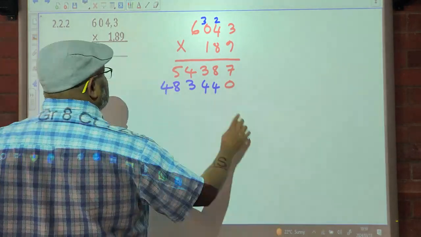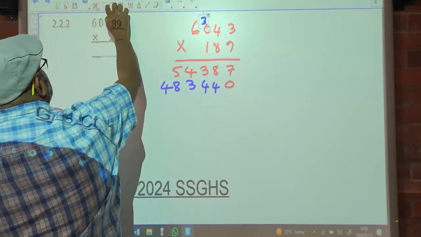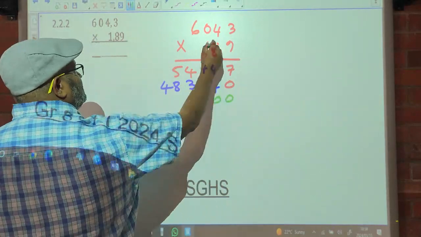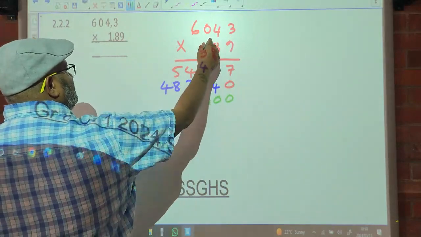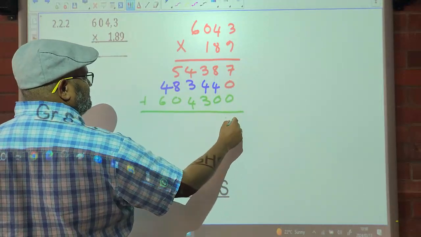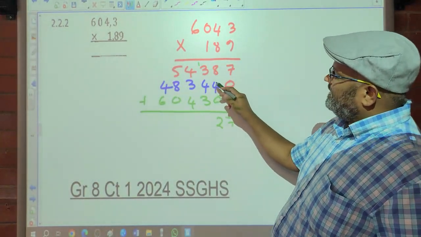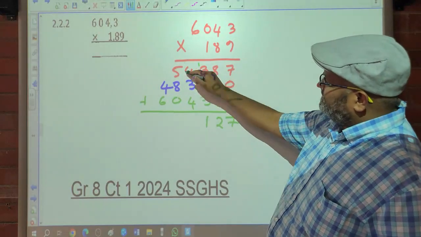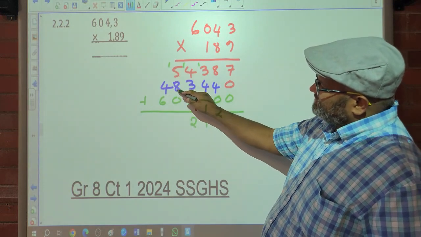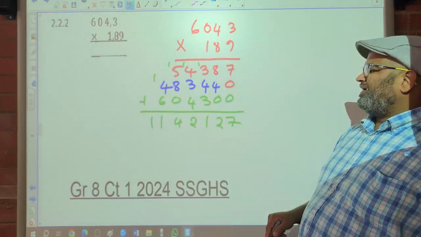Right. Now multiplying it by hundreds. Okay. So it's going to be 2 zeros now. 1 times 3 is 3, 1 times 4 is 4, 1 times 0 is 0, 1 times 6 is 6. And we add. So 0 plus 7 is 7. 8 plus 4 is 12. So 6 plus 8 is 14. The answer is 1142127.